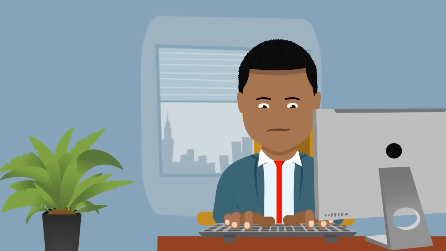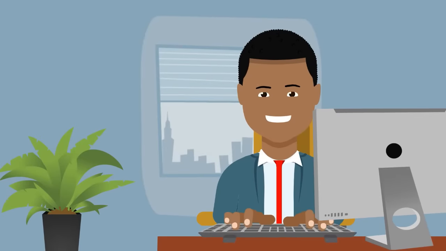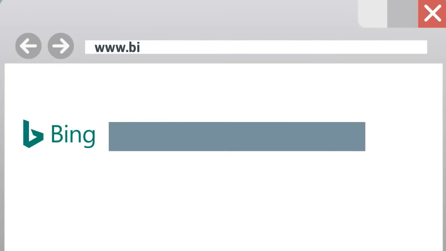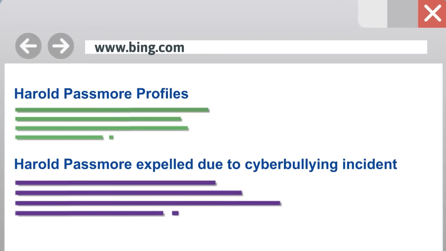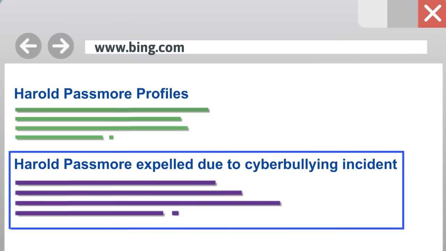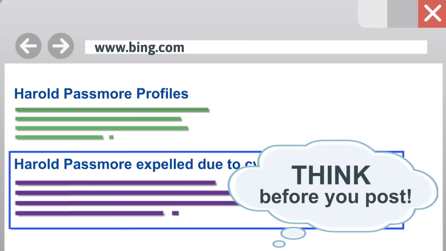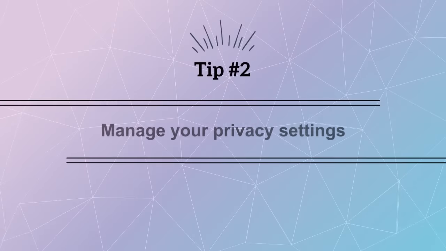To see what your personal brand is online, you can search for yourself. Search for your name in the Bing search engine and see what results are displayed. If these results don't show what you want, think about what you share online and what information you allow other people to see. Tip number two, manage your privacy settings.